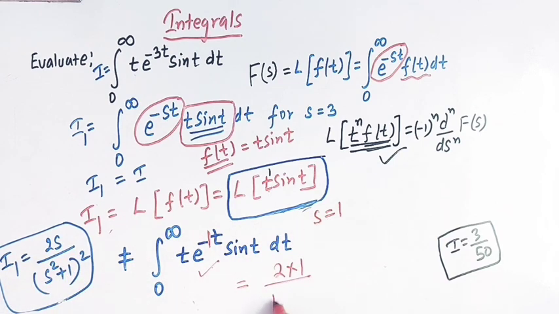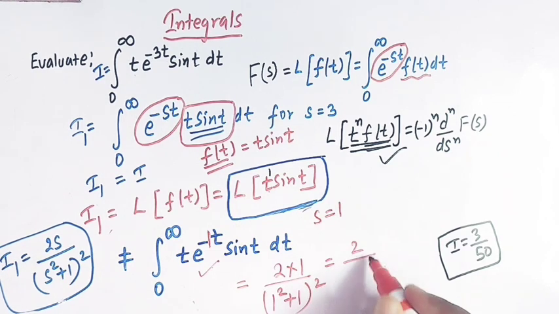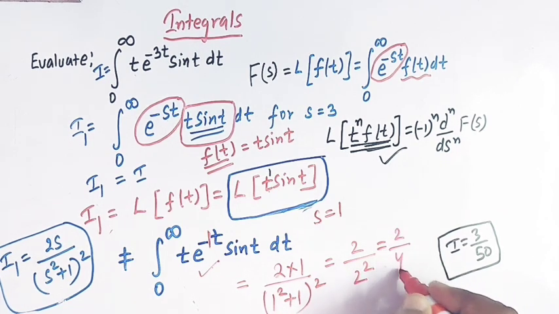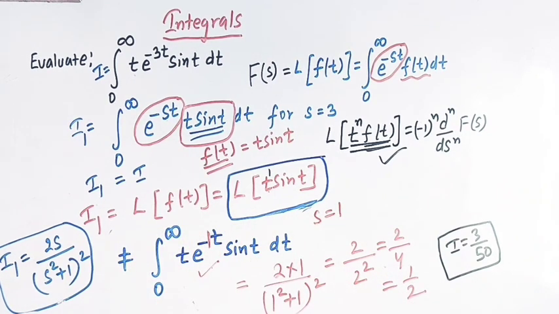So we have 1 square plus 1 whole square. So this is 2 divided by 1 square is 1, 1 plus 1 is 2. So we have 2 square, so this is 2 over 4, that is equal to half. So the value of this integral is half.